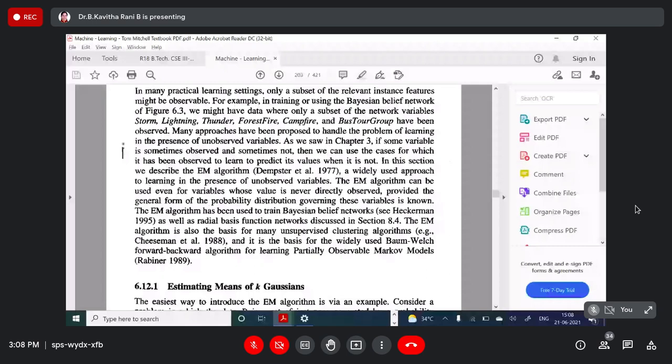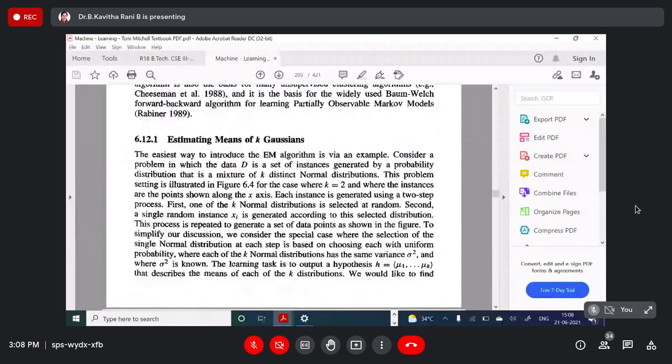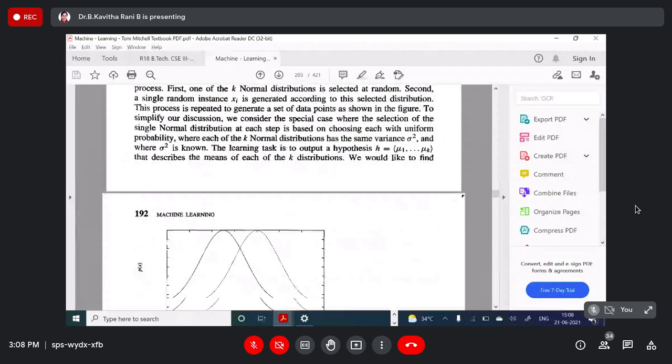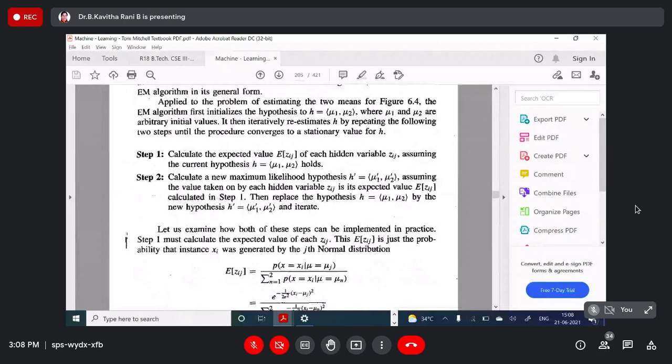Okay, so what is estimating the means of K Gaussians? Here we will see what the EM algorithm is. EM algorithm has two basic concepts. What are those two basic concepts? One is estimation and another one is maximization.